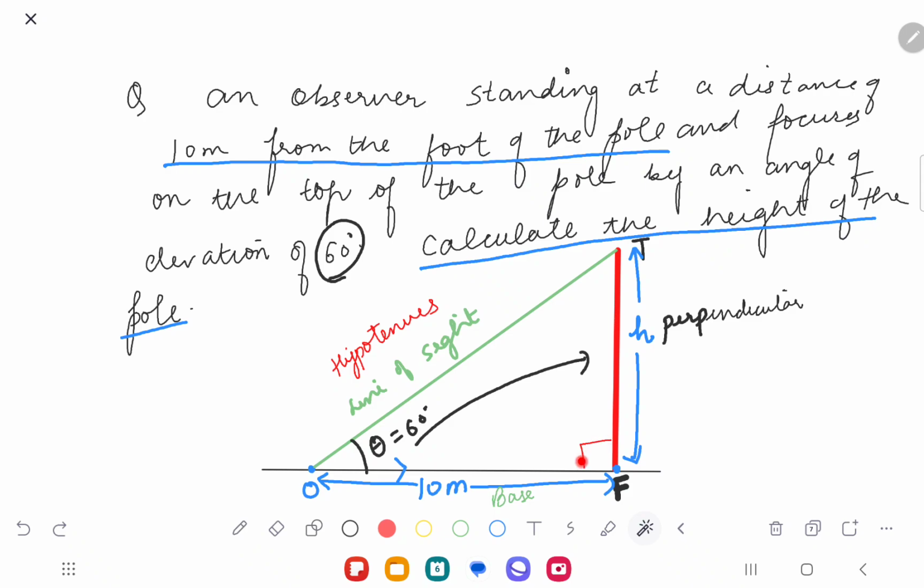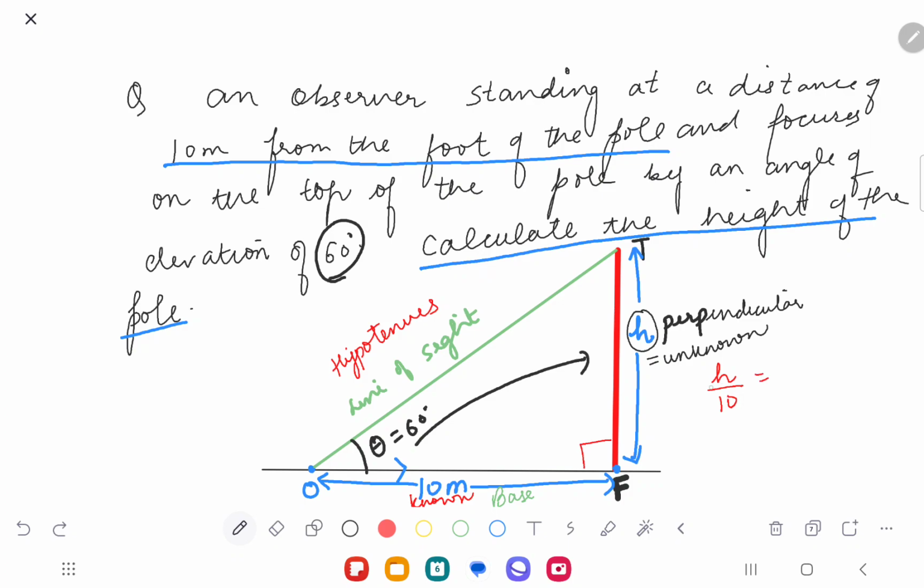So what exactly does that mean? You tell me. So this shall be 90 degrees, isn't it? Right in front of 90 degrees, we will have the line of sight. Now, one side we want to find. In this example, it is the height, so that is my unknown side. And one side in the question shall be given, which in this example is my known side, the base. So I will say h over 10.